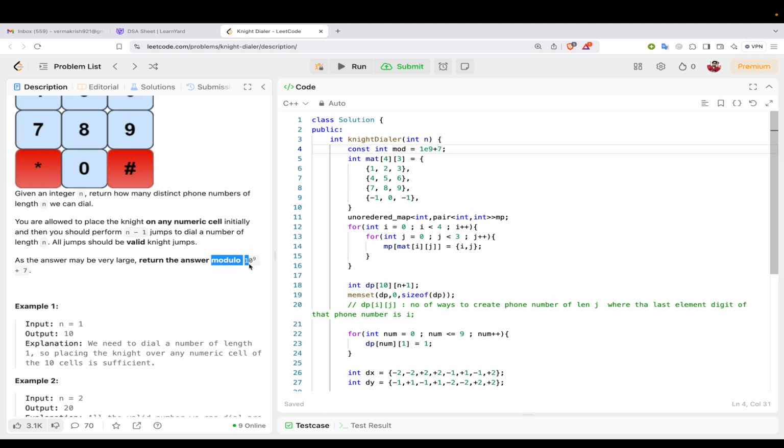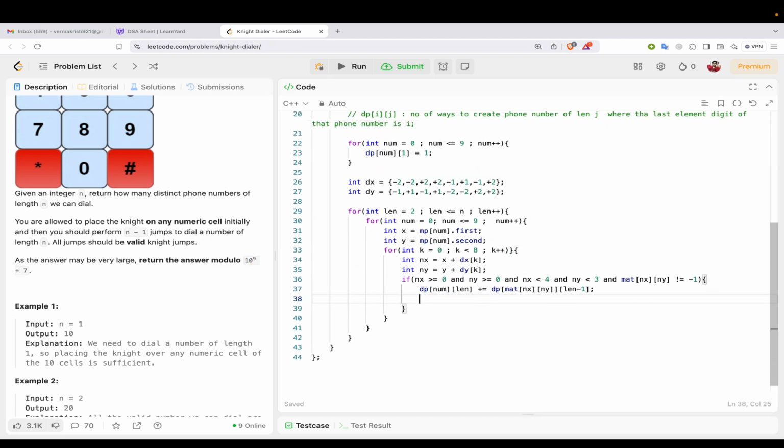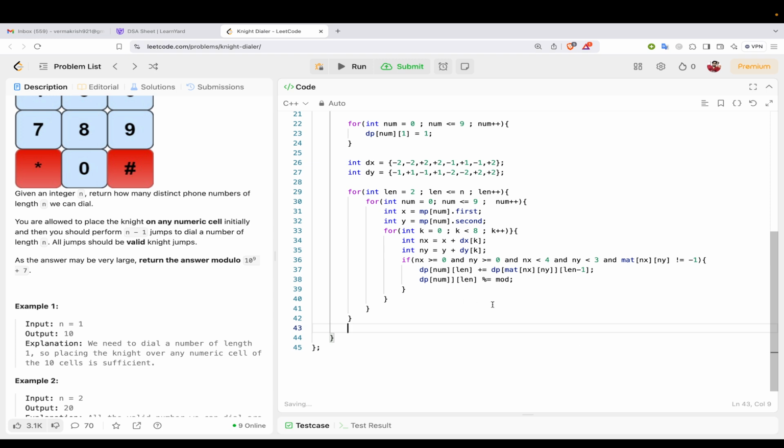Here you can see the modulo, so here I will write dp of number, length, mod equals to mod. In this way we have already computed all the answers in the dp. We have computed all the answers for all the numbers and all the lengths. So now we have answers in dp for each and every number and for the length n. What we will do is add all the ways for each number with length n.